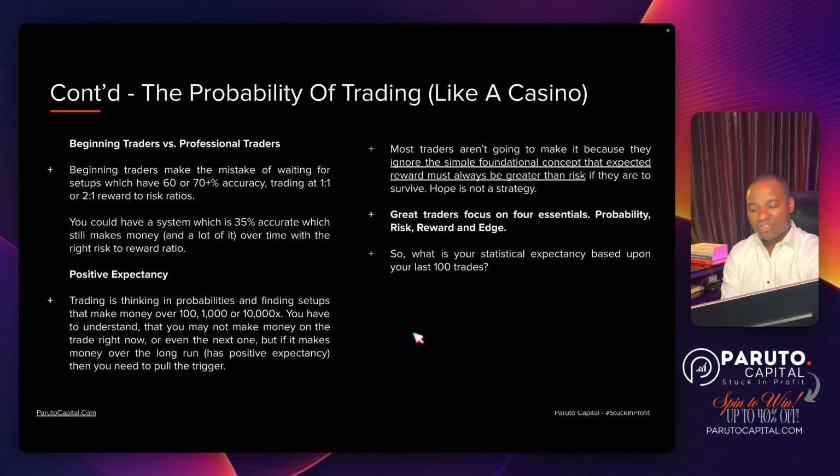So what is your statistical expectancy based upon your last 100 trades? You have to ask yourself that question. If you're taking this course, you should have taken about 100 trades at this point. And if so, did you follow your trading strategy? And what is your statistical expectancy? You should be able to get some ideas there. Now, do you have an edge in the market? That's also something you need to ask yourself. If there's no edge in the market, then your trading strategy is basically nothing to write home about. You need to change it.